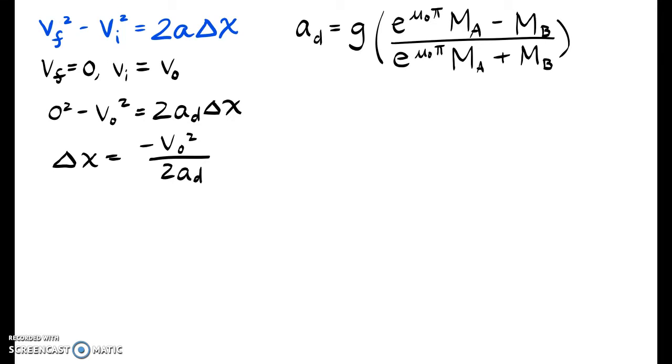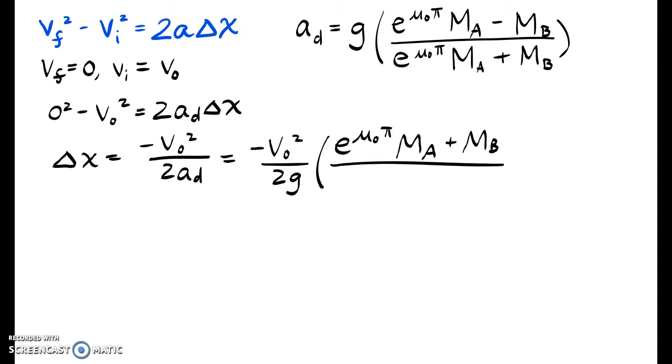And we can also plug in what we know about AD, namely delta x is now equal to negative v0 squared over 2 times g, and we have e to the mu 0 pi MA plus MB over e to the mu 0 pi MA minus MB, where the coefficient of g in the expression for AD was in the denominator for our expression for delta x, so the numerator and denominator switched.